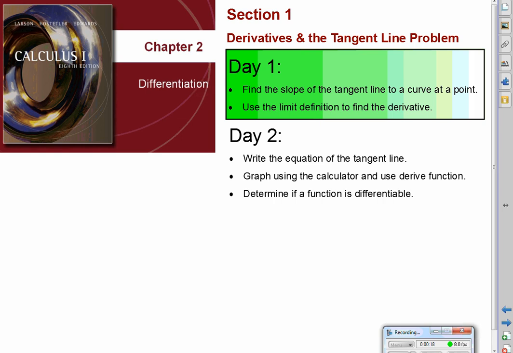Section 1 is the mathematical definition of derivative and how you calculate it, and then later in the chapter we learn some shortcuts. So bear through section 1 and it will get better and a little bit easier.